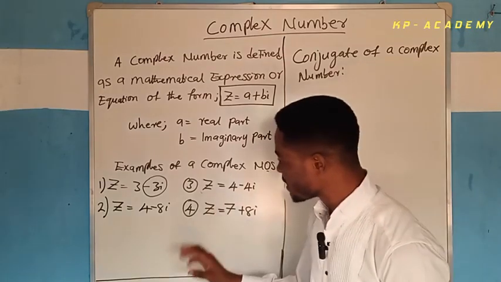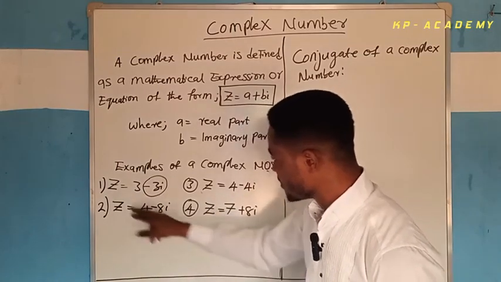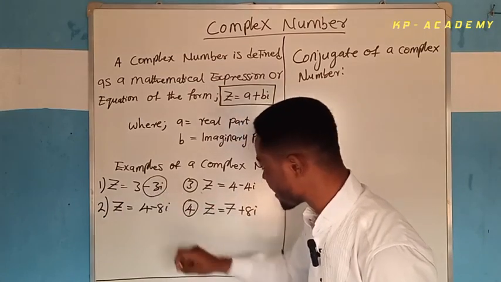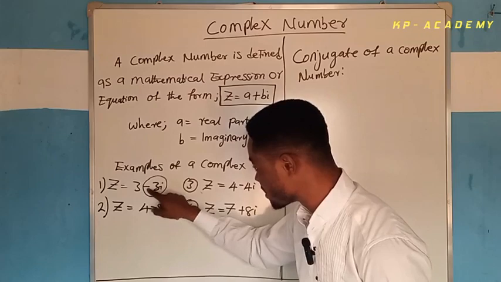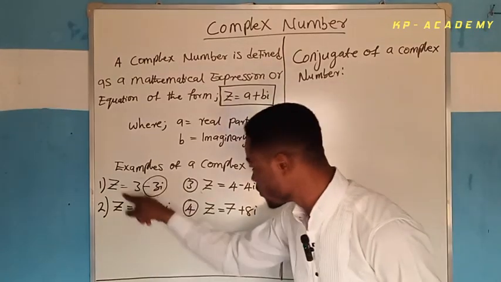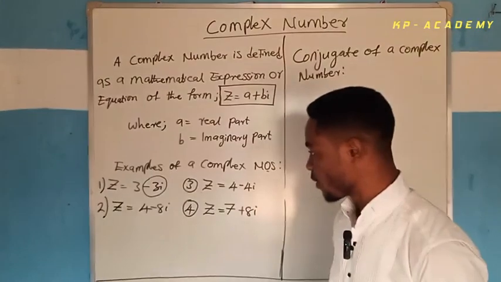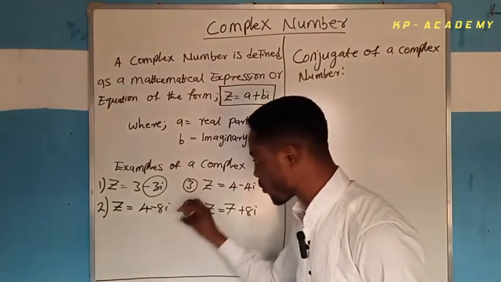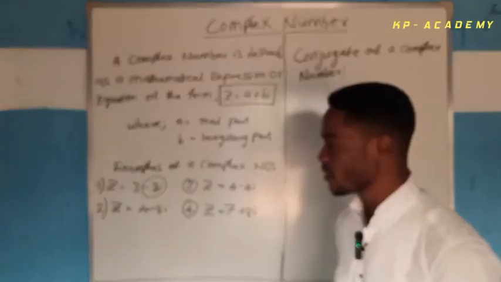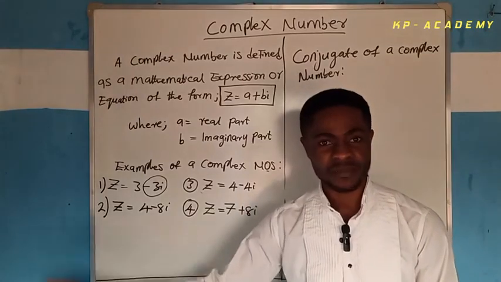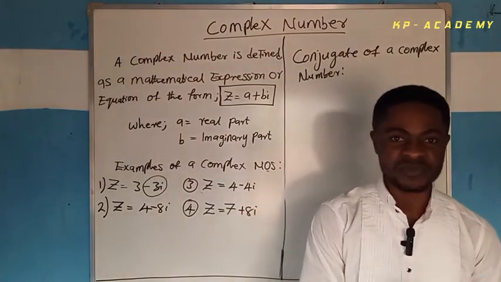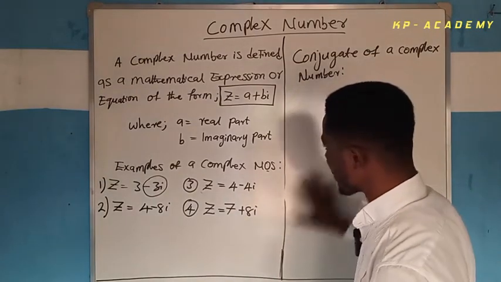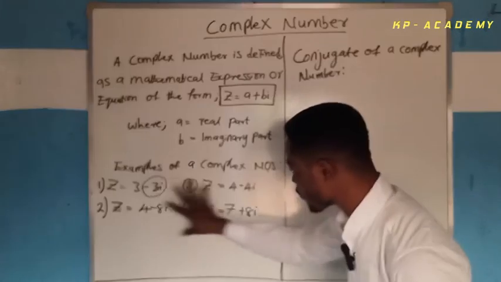Having said that, if you look at this complex number, for instance, this first one, it is 3 minus 3i. The imaginary part is this minus 3i. If I change the sign of the imaginary part from minus to plus, the whole thing will now be a conjugate of this. And again, for this second one, if I change this minus to plus, what I will have will be a conjugate of it. So whenever you change the sign of the imaginary part of a complex number, what you have will be a conjugate of the initial complex number. Having said that, I'm going to write out the conjugates of all of these complex numbers here.